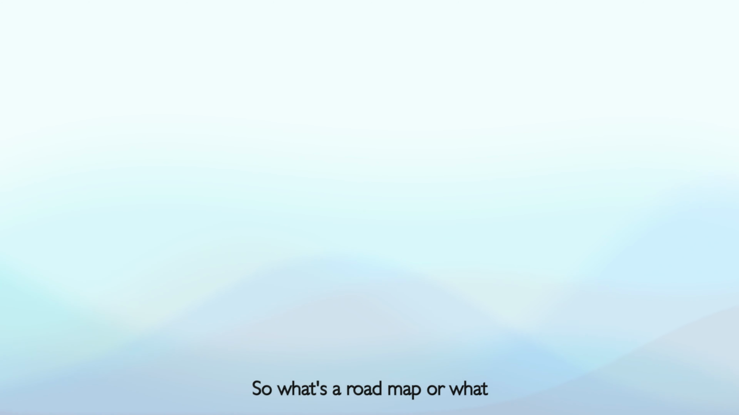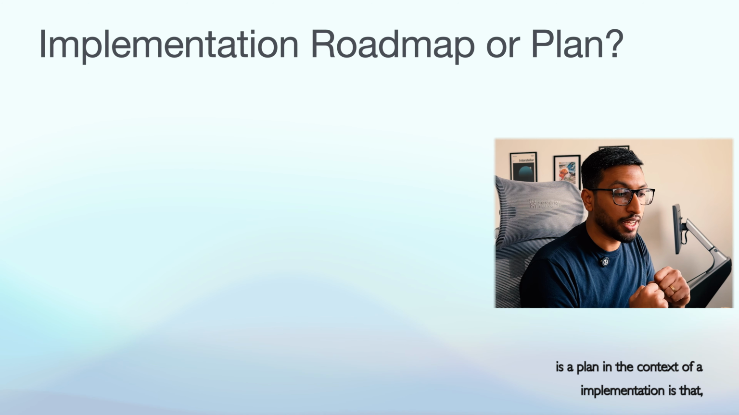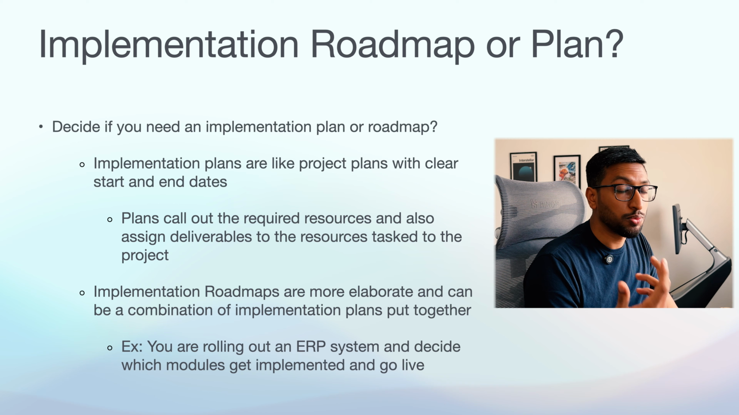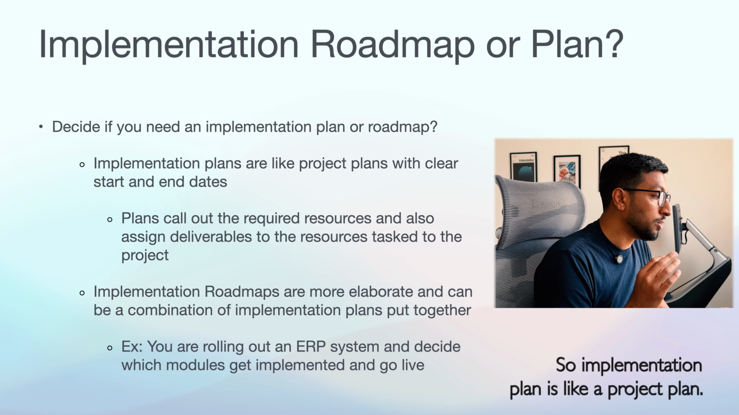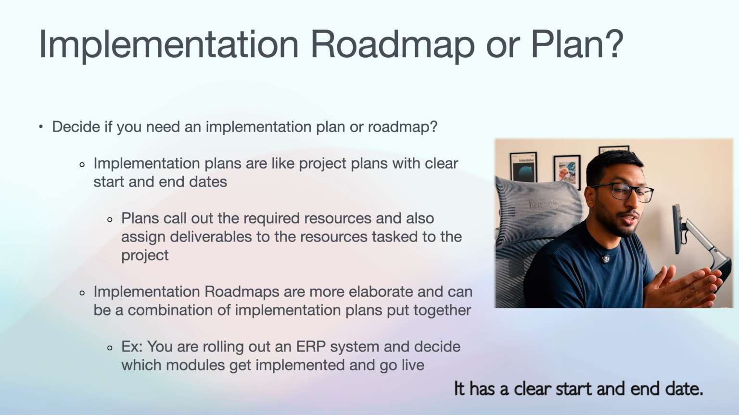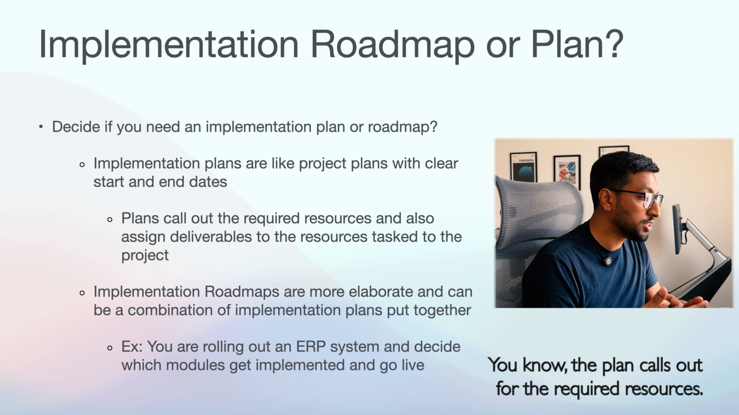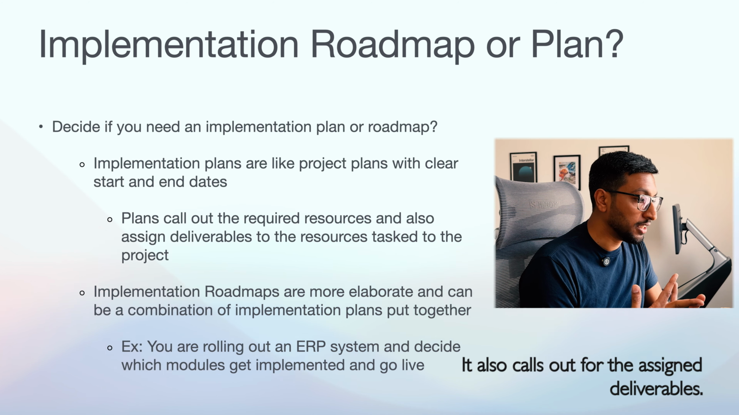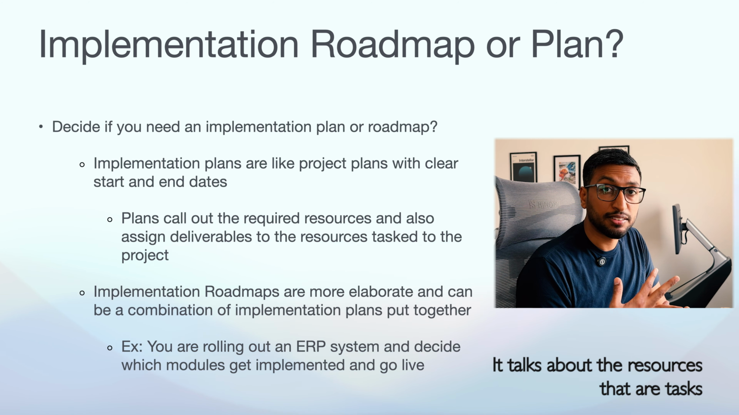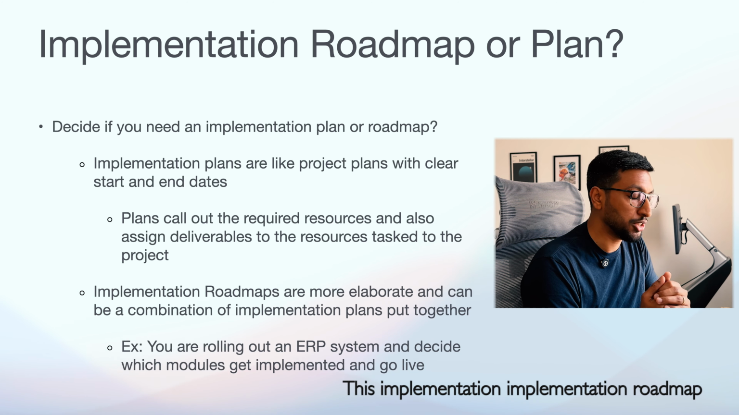In the context of an implementation, first of all, you need to decide which one you want to use. An implementation plan is like a project plan. It has a clear start and end date. The plan calls out the required resources. It also calls out the assigned deliverables. It talks about the resources that are needed to be able to successfully finish this implementation.